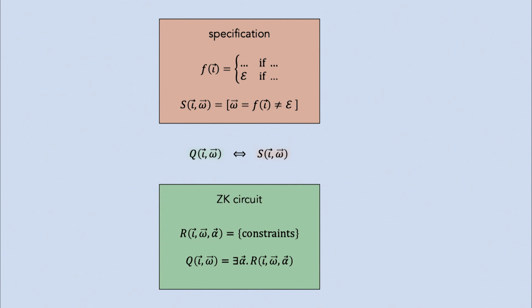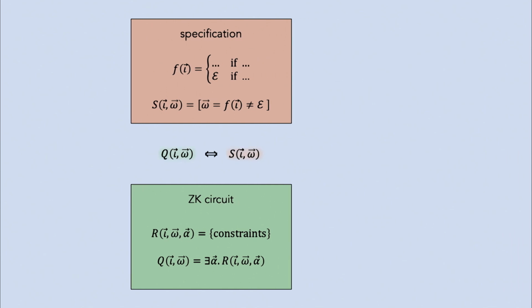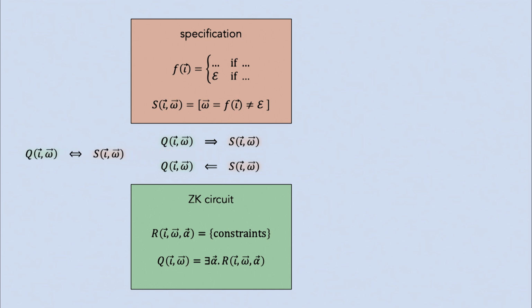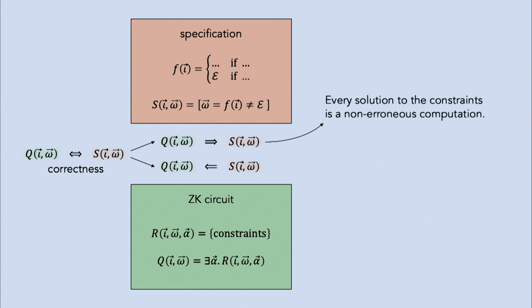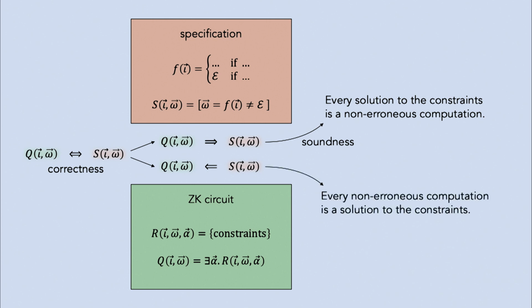Let's look in a little more detail at the correctness. It's a bidirectional implication, so it has two directions. The correctness is if and only if. The only if direction means that every solution to the constraints corresponds to a non-erroneous computation. We call this soundness of the circuit. The other direction, the if direction, says that every non-erroneous computation corresponds to a solution of the constraints. We call that completeness. This is different from their meaning in zero-knowledge proofs. Again, there's no prover or verifier. There's a circuit and its specification. That's what these refer to.